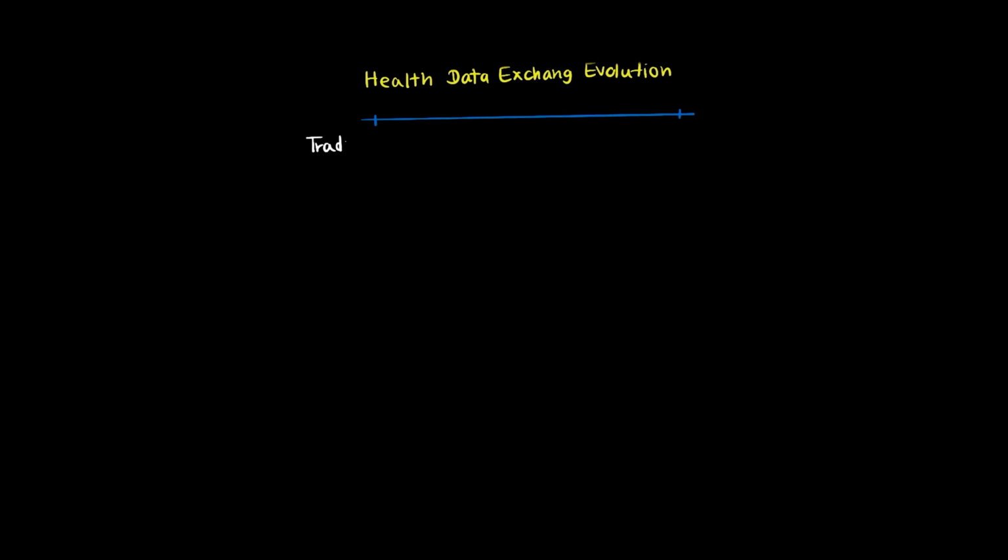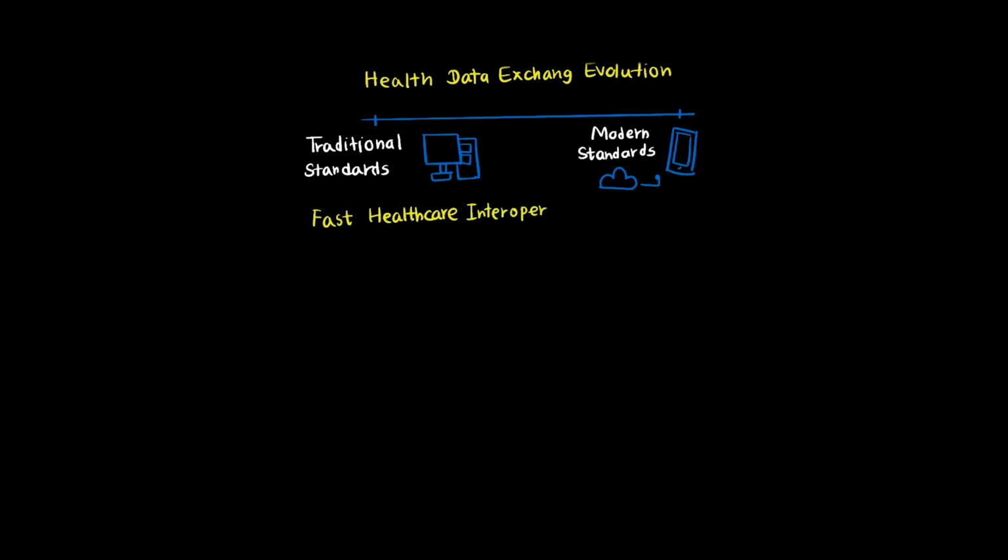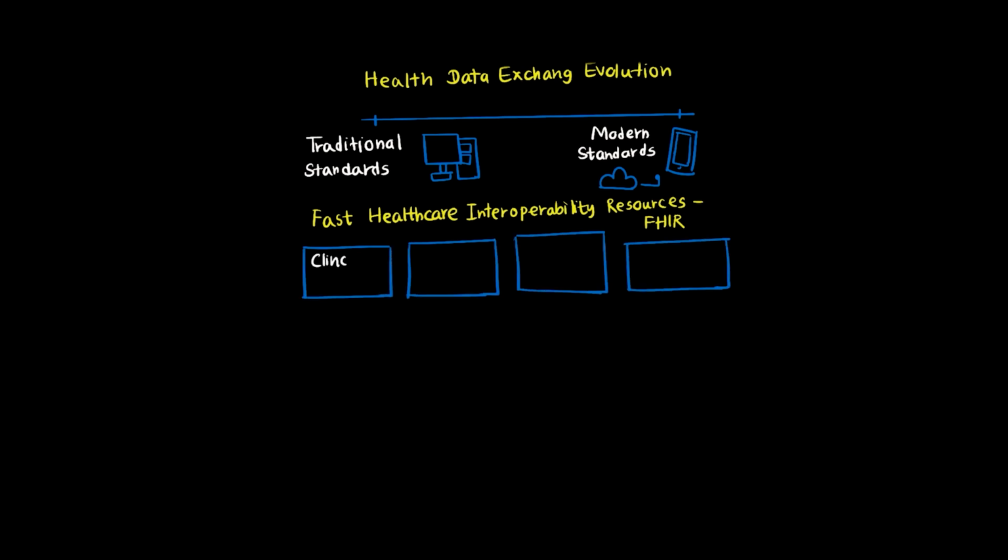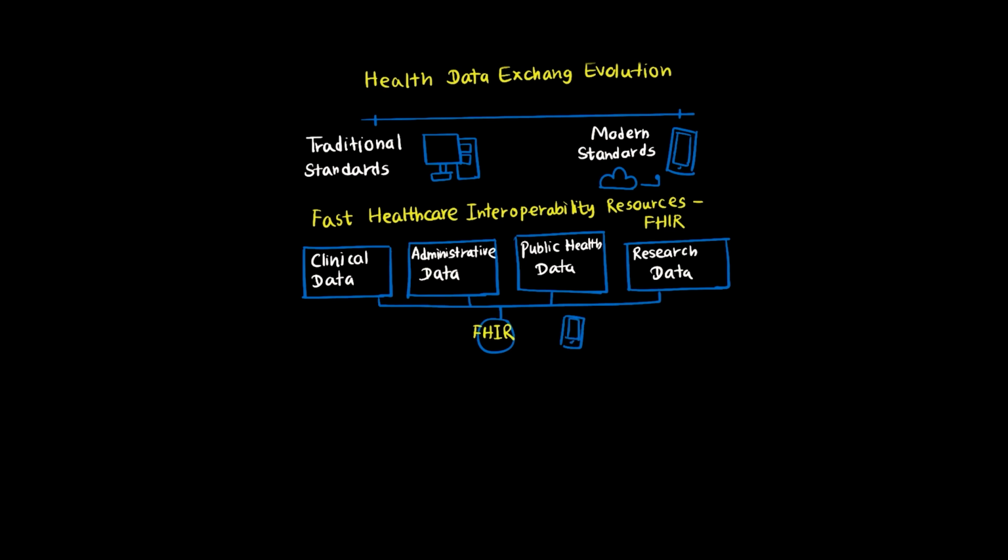Health Level 7 has been the backbone of health data exchange for decades, but healthcare IT has evolved and needed more modern, flexible standards. That's where FHIR comes in. Fast Healthcare Interoperability Resources. FHIR was specifically designed to enable seamless exchange of clinical data, administrative information, public health reports, and research data using modern web-based standards like REST APIs and JSON. Think of it as bringing healthcare data exchange into the smartphone era. It's built on the same technologies that let your mobile apps talk to each other.